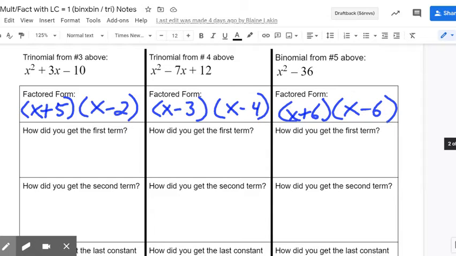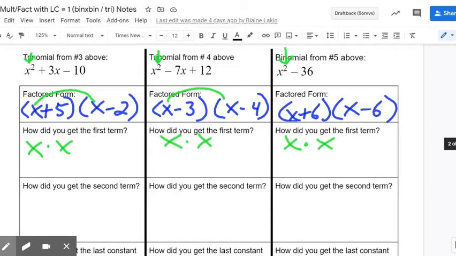Now, if we look at those trinomials, where did we get the first term? We'll do all of these in, I don't know, green. So the first term, x squared, where did that come from? Well, that just came from x times x. Or in this case, x times x. And likewise, x times x.